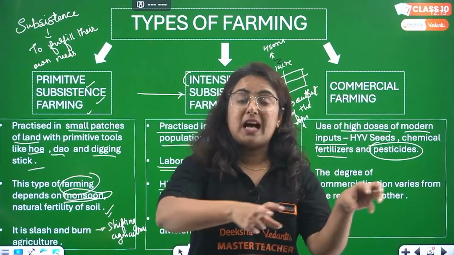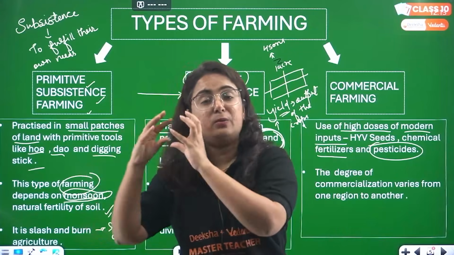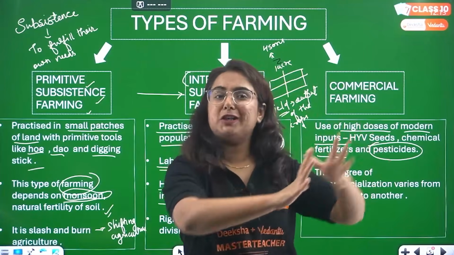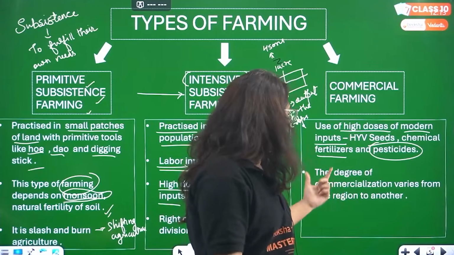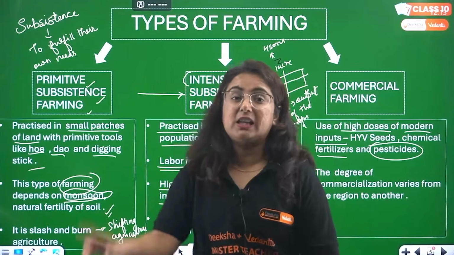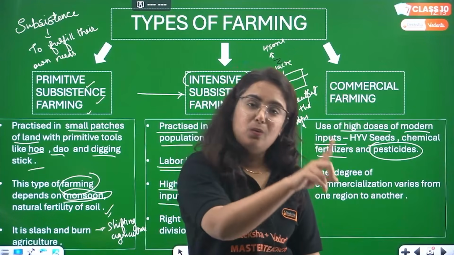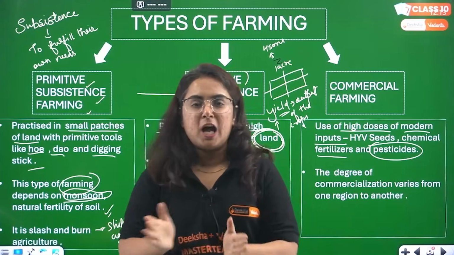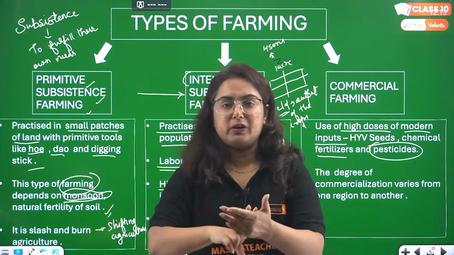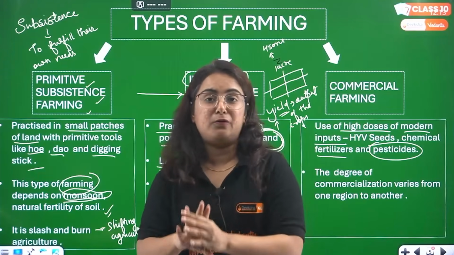So the crop that is a subsistence crop in West Bengal becomes a commercial crop in Punjab. Getting my point? This is how the statement says the degree of commercialization varies from one region to another. Okay, so again, my dear students, what we learned up till now is that there are three types of farming.